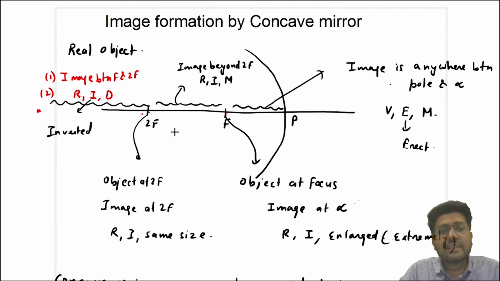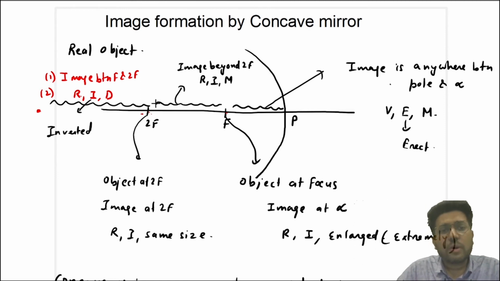The next case is when object is at 2f. When object is at 2f, image is also at 2f, and image is real, inverted and same size. You have to remember, I'll draw the ray diagrams of each of these cases, but you have to remember it. You learn it. Okay, take a pause and learn it there itself.